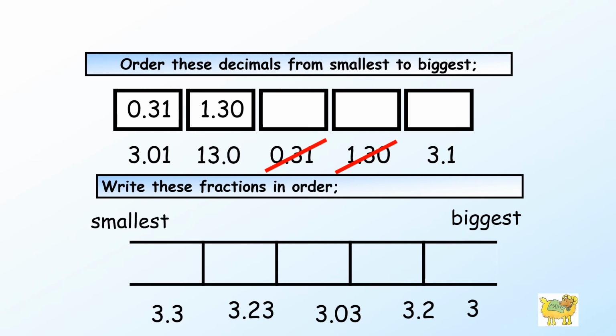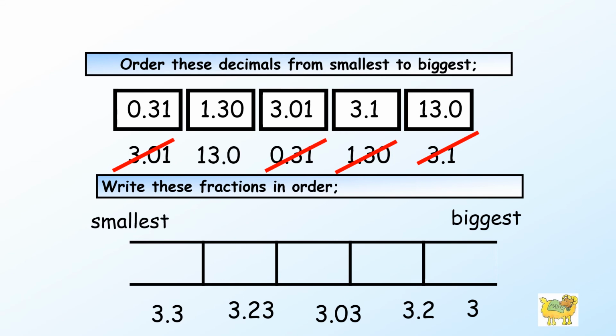Which one will I use? I will take 3.1 or 3.01. Look at the tenth place. I have here 0 and here 1. So I will take 3.01 and I will cancel it. Okay, after that, 13.0 or 3.1. Yeah, it will be 3.1 and I will cancel it. And the last one will be 13.0.